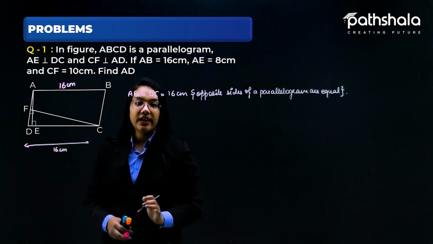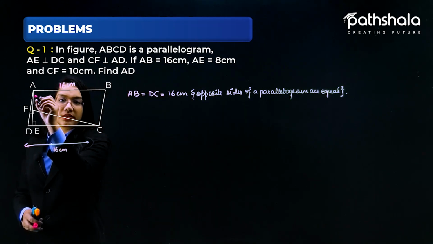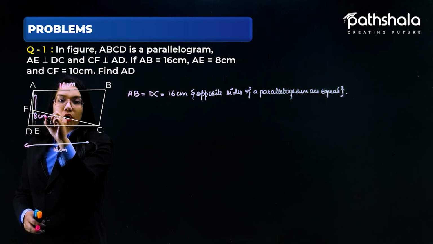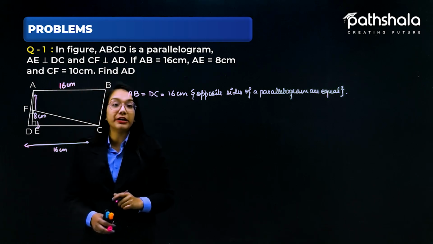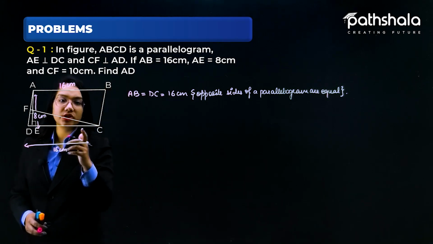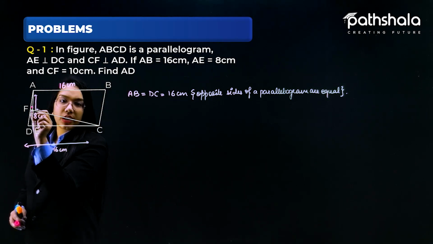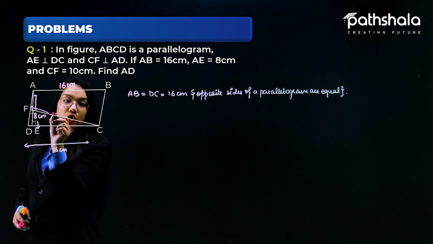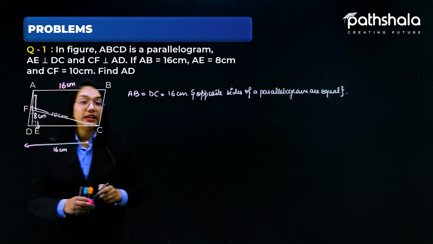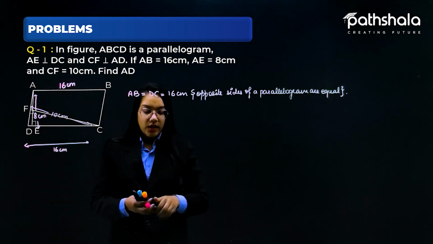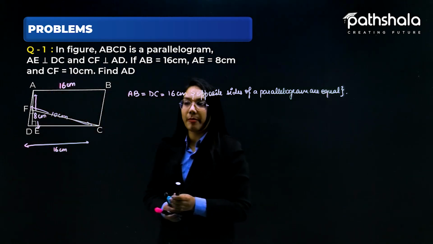Further, it says AE is 8. It means that AE is 8. So hence, this height, the corresponding height with respect to the base which is given to us, is 8 centimeters. And further, we know that this height, which is CF, is already given to us as 10 centimeters. So we have to find out AD.